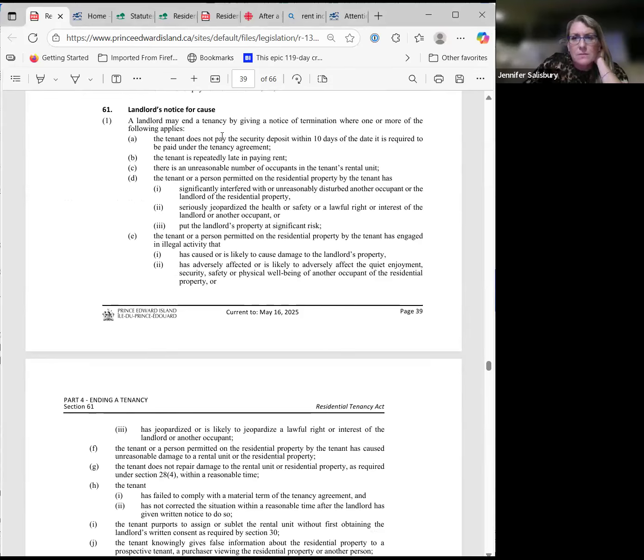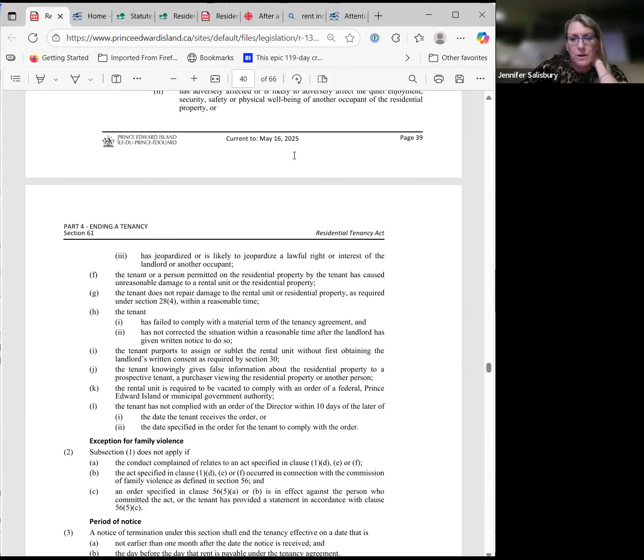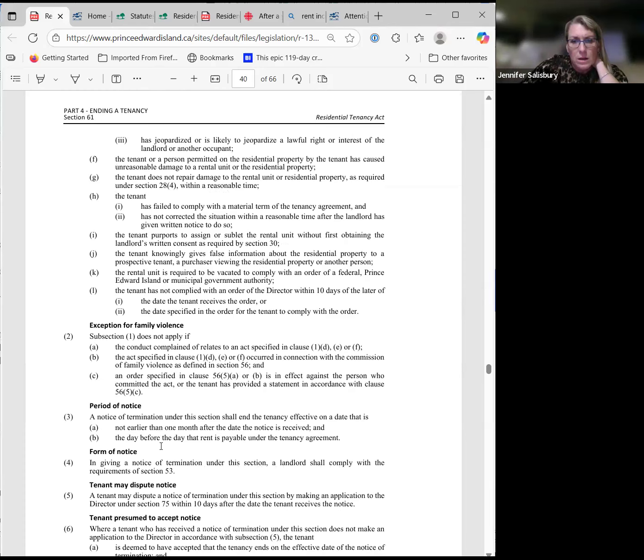Landlord can give notice for cause if they do not pay the security deposit within 10 days of the date required. The tenant is repeatedly late in paying rent, but as a landlord, you've got to make sure that you are taking note and have a record of when they are paying rent. So if it's repeatedly paying rent, you have to be able to prove that. If there's an unreasonable number of occupants in the unit, okay, but we're trying to figure out how long you can do this. Okay, so here it is.